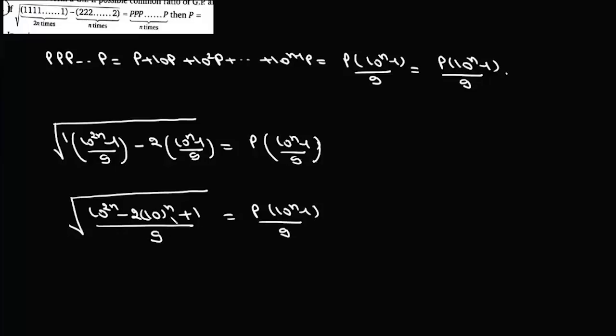Now this is a square plus b square minus 2ab, so there will be 10 to the power n minus 1 upon 3, and this is p into 10 to the power n minus 1 upon 9. Now I will cancel, so clearly the value of p is 3. So the answer to this question is that the value of p is 3.